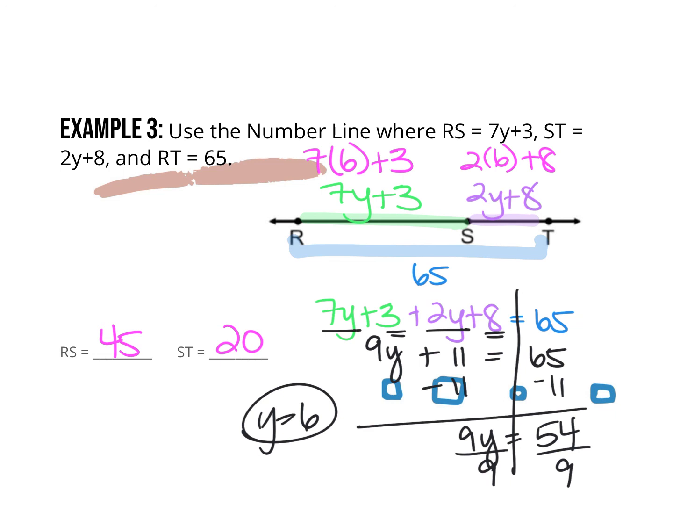Okay, so that's 1.4. Like I said, it's pretty similar to the segment addition stuff we looked at in 1.2, but a little bit different way of looking at it or presenting information.